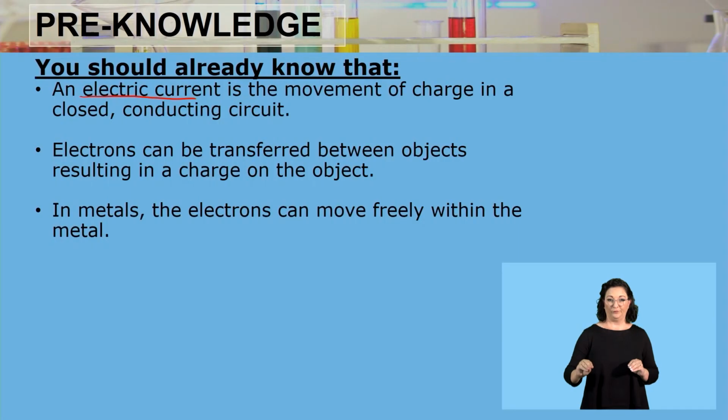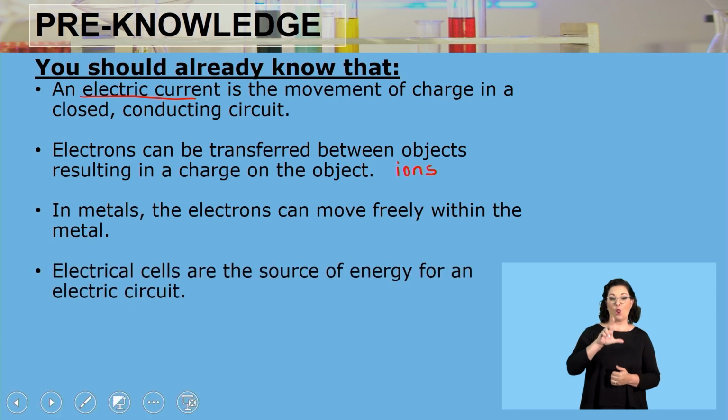Those substances that either transfer or receive the electrons, the ones that are now electrically charged, are known as ions. We can have a negative ion and a positive ion. Furthermore, in metals, we know that the electrons can move freely within the metal. Those electrons are known as delocalized electrons.